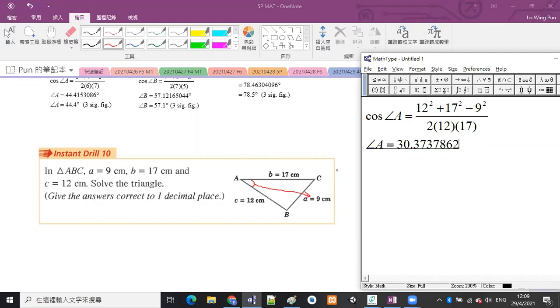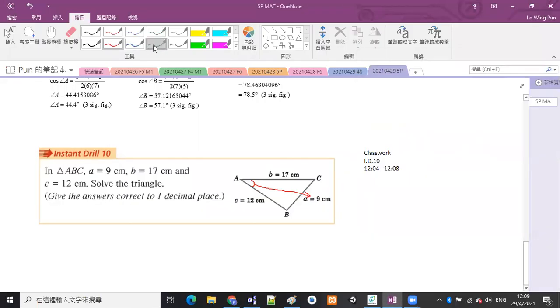3737862 degrees. Okay, as this is the answer, so you may correct this to 3SF, 30.4 degrees. Okay. So this is angle A, and then we need to find angle B. So angle B is this one.